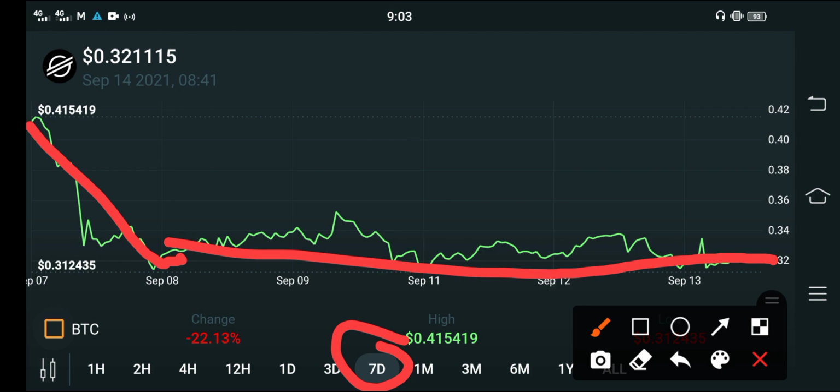There is a possibility, guys, that the price dumps more in the future, but there is less possibility that the price pumps in the upcoming week. After 1 week, there is again a possibility that maybe the price jumps, but in the coming 1 week, there is no possibility that the price will jump.